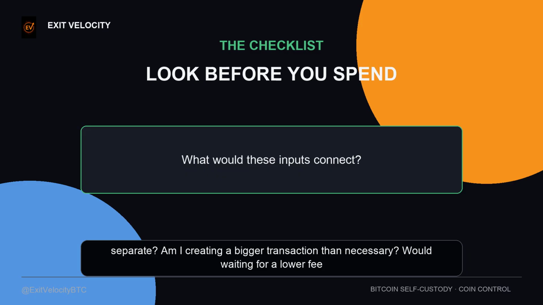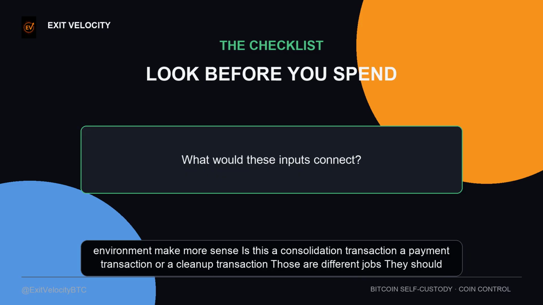None of that means you did something illegal. None of that means you lost funds. It means the transaction became more informative than it needed to be. That is the mistake coin control helps you avoid. It gives you a pause button.